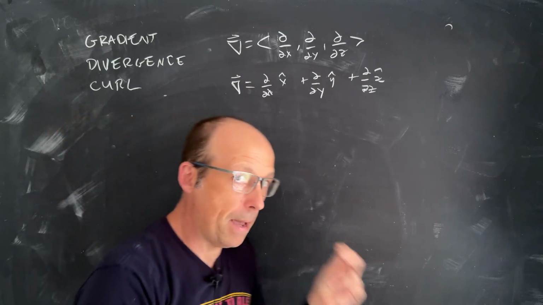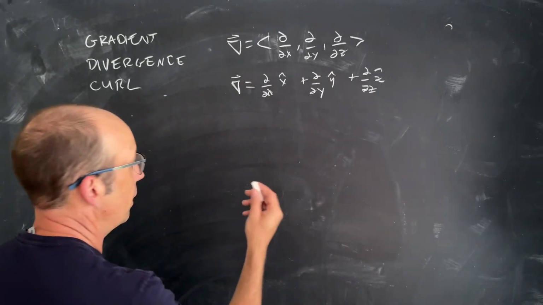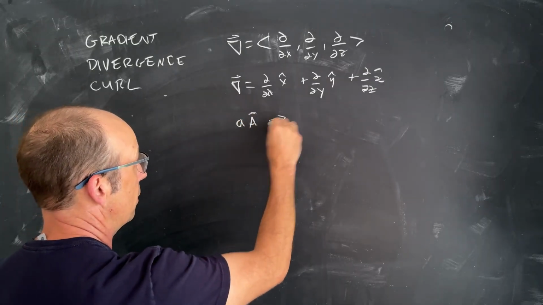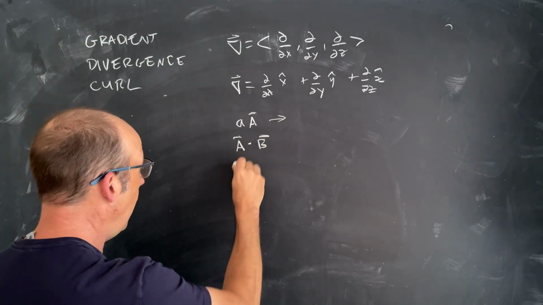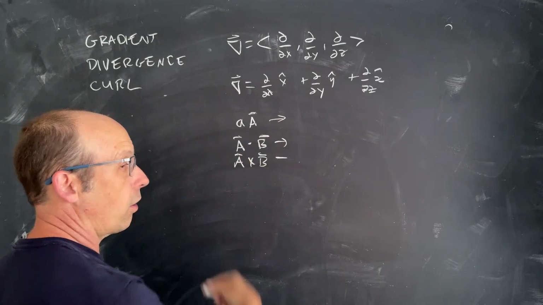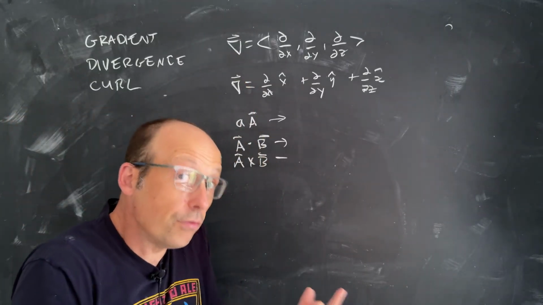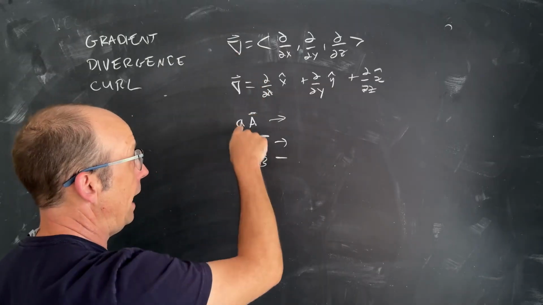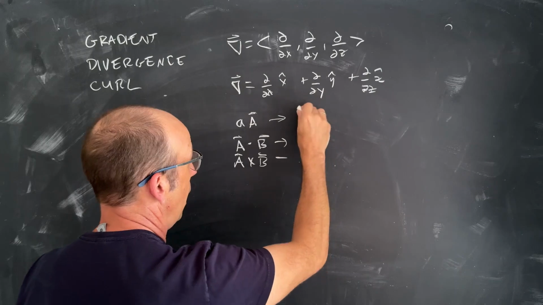Now, if you remember, we had three vector operations that we can think of. We have a scalar times a vector, we have the dot product, and we have the cross product. Well, these are all vector operations, and that's a vector operator. So couldn't we use that on things? Could we use this on a scalar function? We can. If I have some scalar function f, I could take del operated on f.